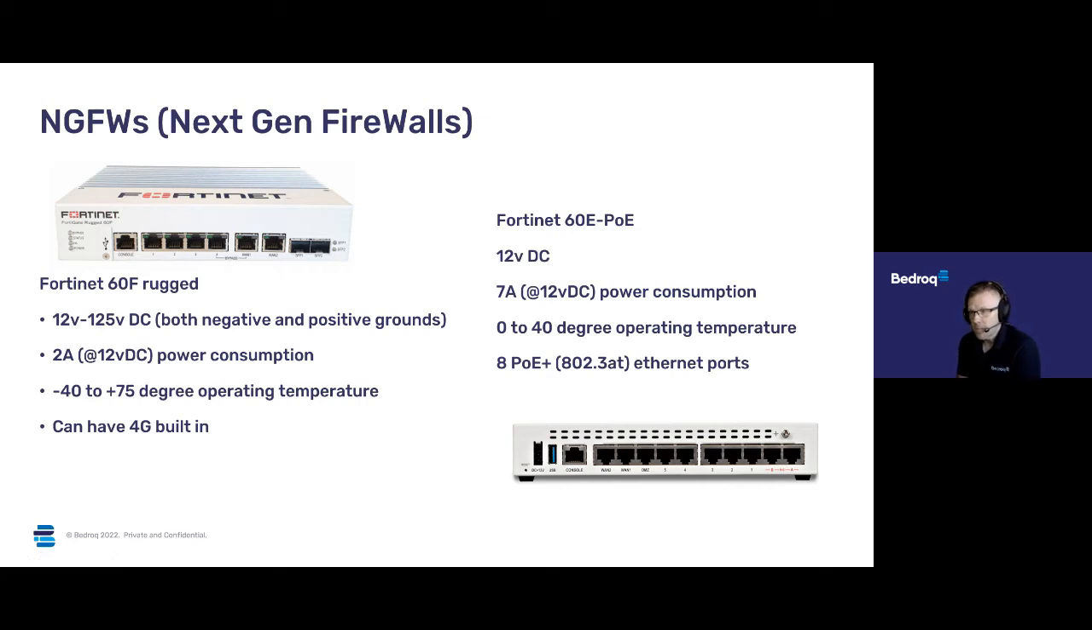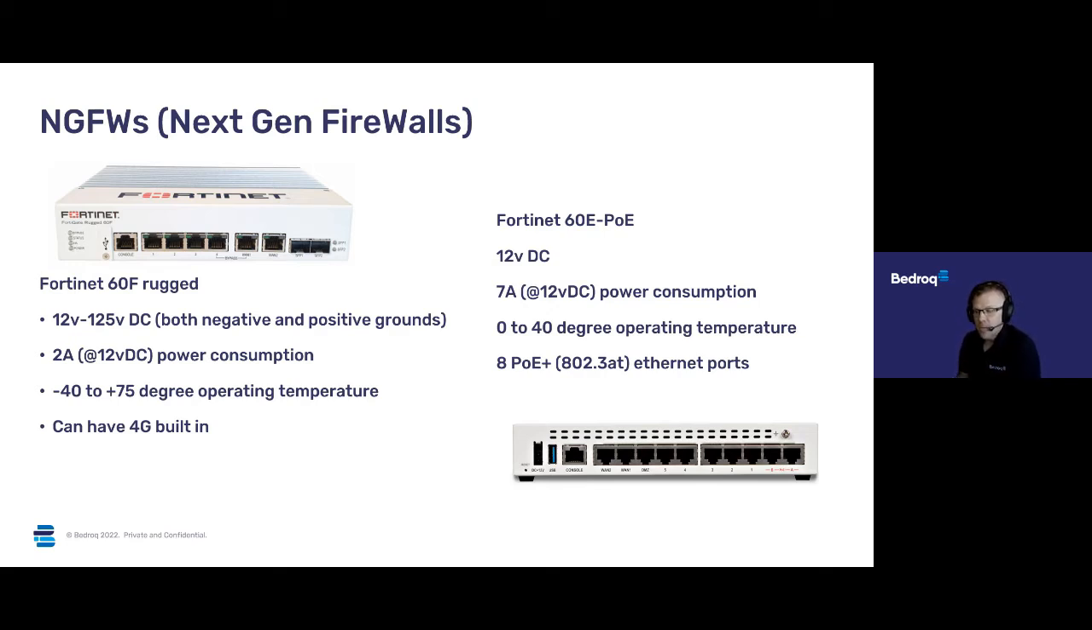It's the 60F rugged. These are what's called 61850 compliant, which means they'll work in substations and all sorts of stuff, which I know you guys don't work in, but it's pretty much the most hostile type of environment that this kind of equipment has to deal with. So very wide-ranging voltages, from 12 volts right up to 125 volts DC, and it'll take both negative and positive grounds as well. 2 amps of power consumption, a little bit more, but still pretty good.